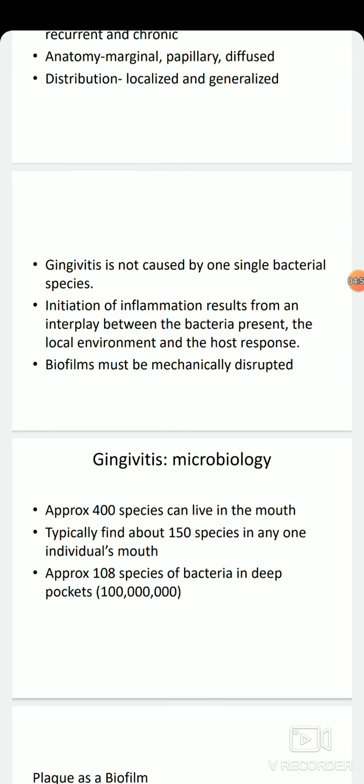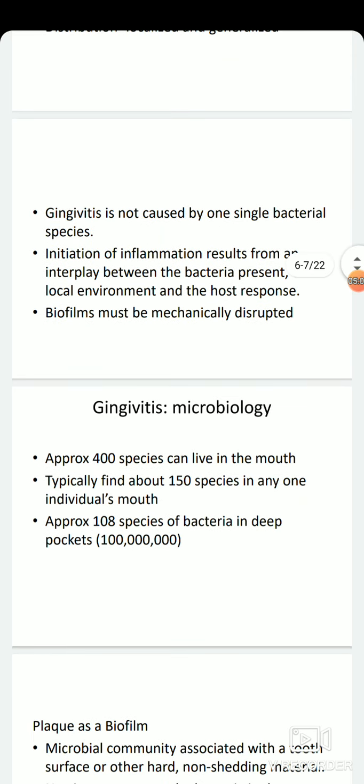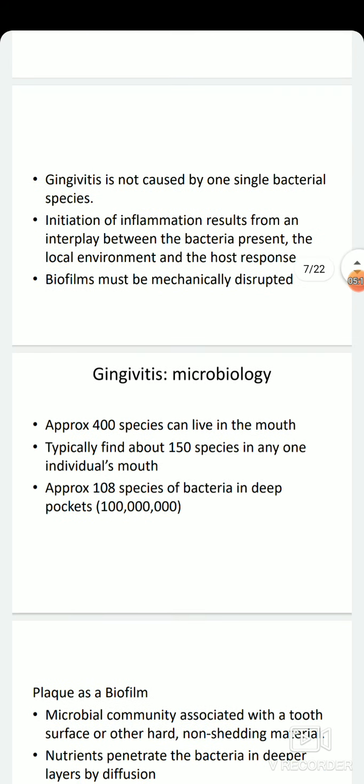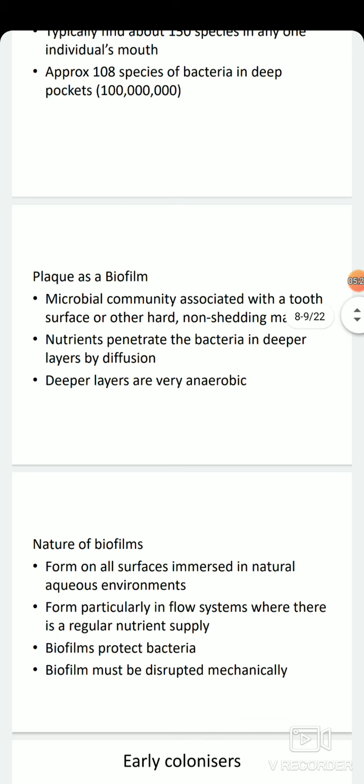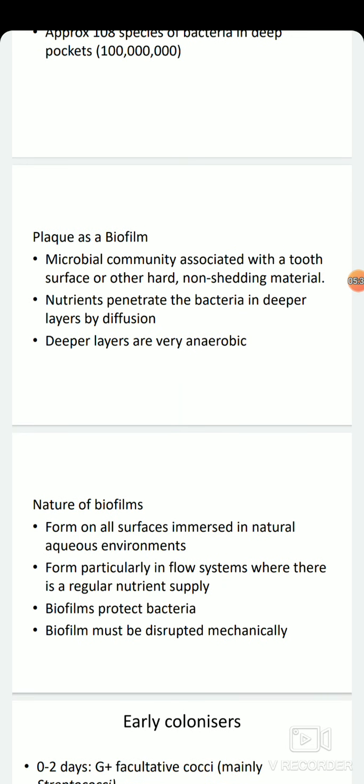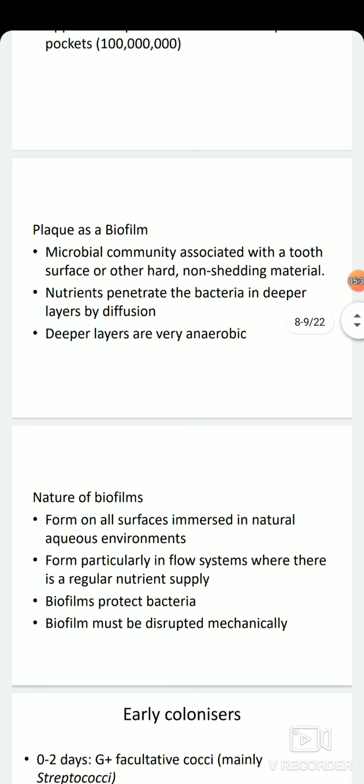Approximately 400 microbial species can live in the mouth of a normal individual, and typically they find about 150 species in any one individual's mouth, and approximately 108 species of bacteria in deeper pockets. And plaque has a biofilm which contributes to a microbial community associated with a tooth surface or other hard and non-shedding materials.